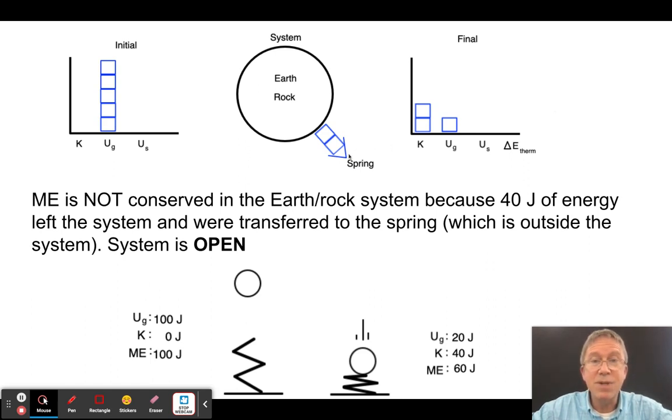But what if the spring wasn't part of my system? Okay, so now I put the spring outside my system instead of inside it. In this case, the 40 joules of energy that went into the spring are no longer part of the system. So those 40 joules that it absorbed left the system, and therefore the mechanical energy of the system went down by 40, and this is now an open system because the spring was not part of the system.